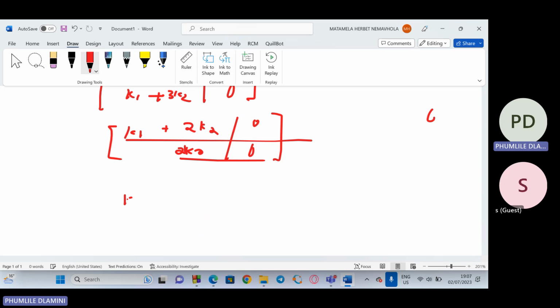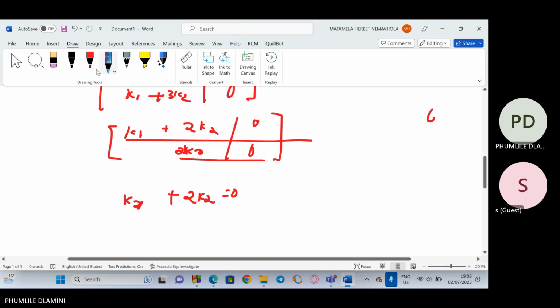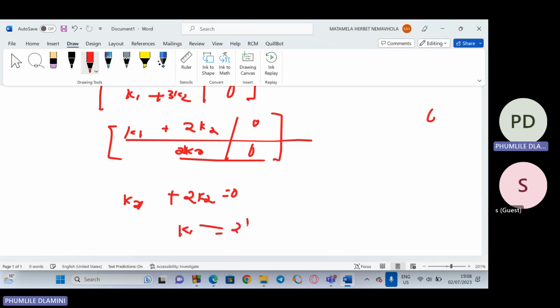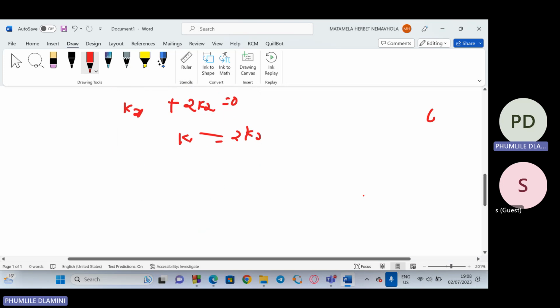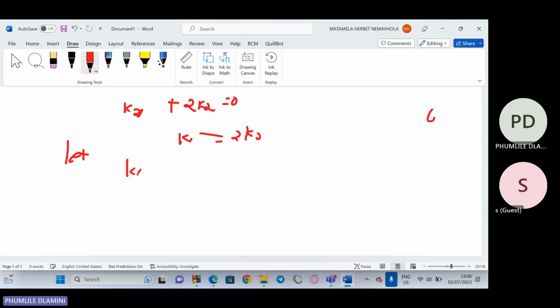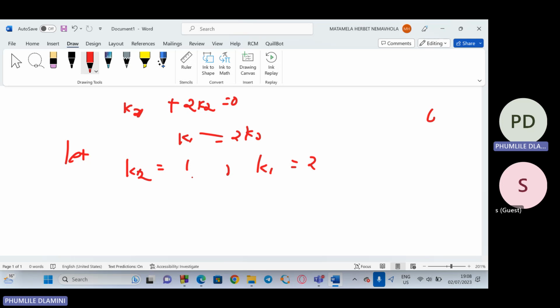The one on the top here is k1 plus 2k2 equals 0. Then this one is going to say k1 equals 2k2. So the values can be inverse. If we let k2 equals 1, then you will see that our k1 is going to be equal to 2. So when you get these two values, one of your k can either be k2 or k1. It does not matter which one it is.